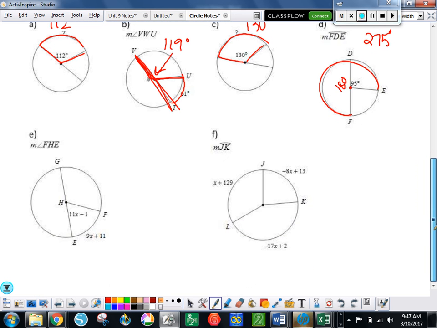Great. Part E. What are you looking at this one? Angle FHE. Now it's showing us some variables, not just numbers. Well, one was 110, the other one was 110, right? What do you do when there's variables involved?